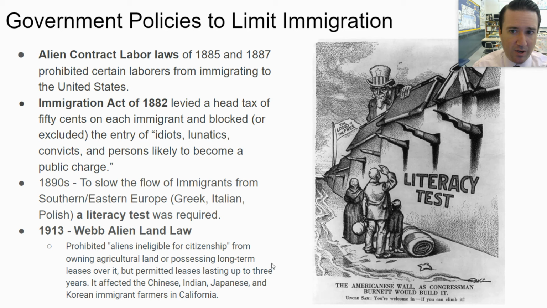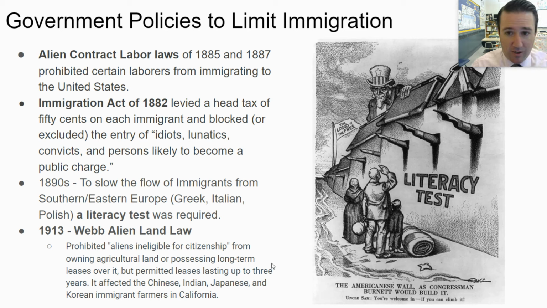The Immigration Act of 1882 would lay heavy taxes onto each immigrant, and it would also legally block, and I don't know how they determine some of these things, people from entering that were considered idiots, lunatics, convicts, or persons likely to become a public charge, meaning that they would come here and create some sort of disruption, like promoting a radical government ideology.